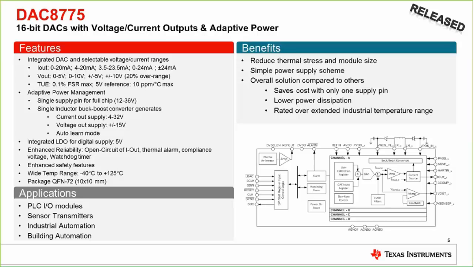In the middle of the graphic on the bottom right, you can see the alarm pin, which can be used as an interrupt to the MCU to read these conditions. We have an alarm for an open circuit condition on the current output, a short circuit condition on the voltage output, a thermal alarm, which would indicate that the die has reached an unsafe internal temperature, a compliance voltage alarm for the current output, and then also a watchdog timer and a CRC feature for the SPI interface to make sure you're always doing what you intended to do from the microcontroller side.